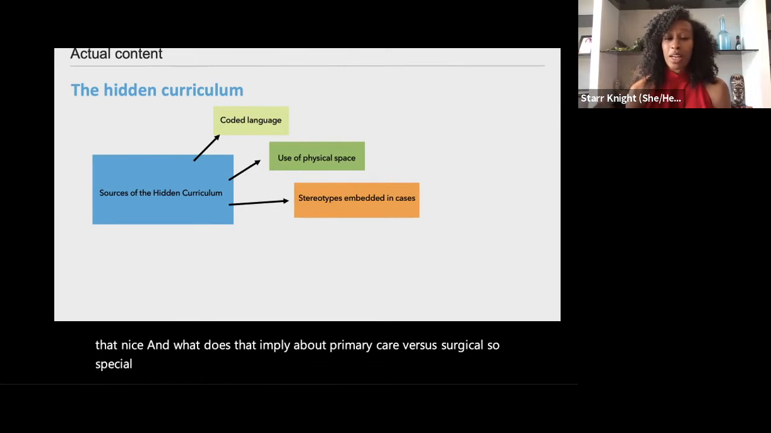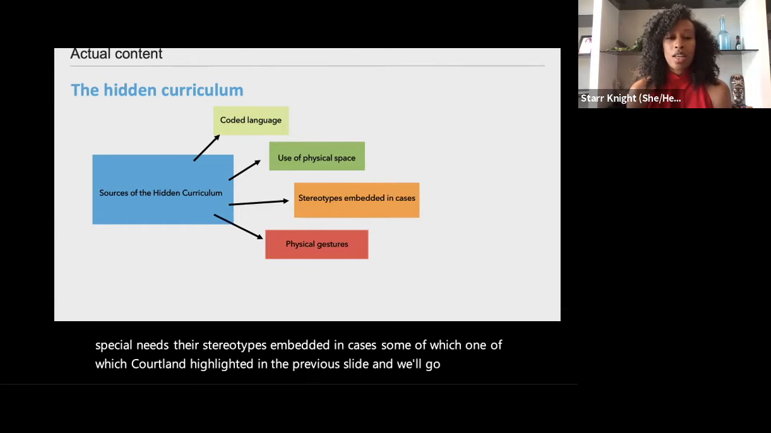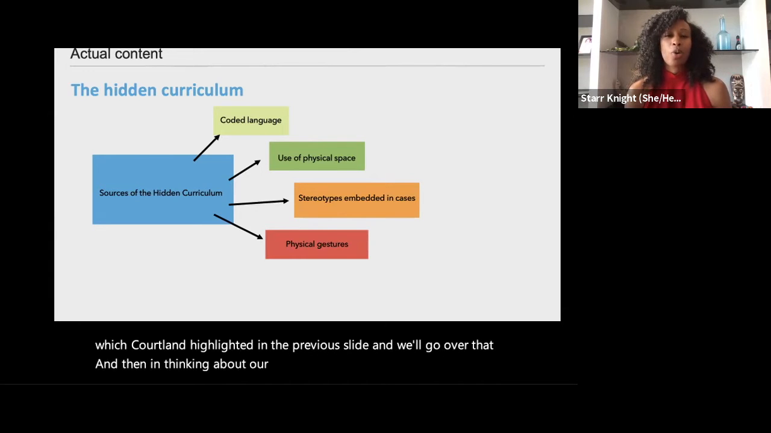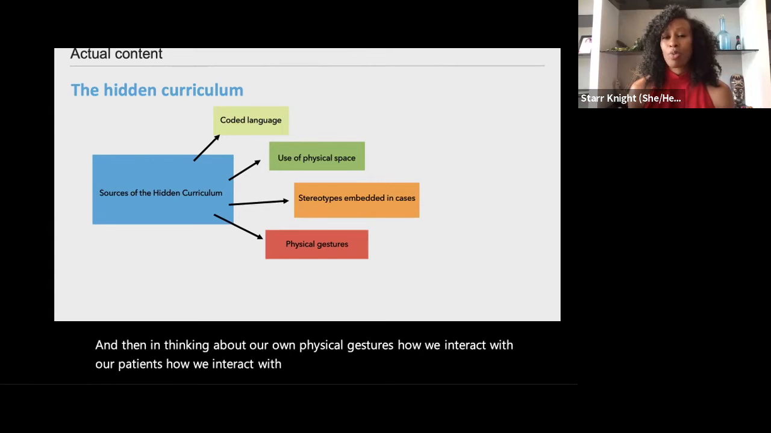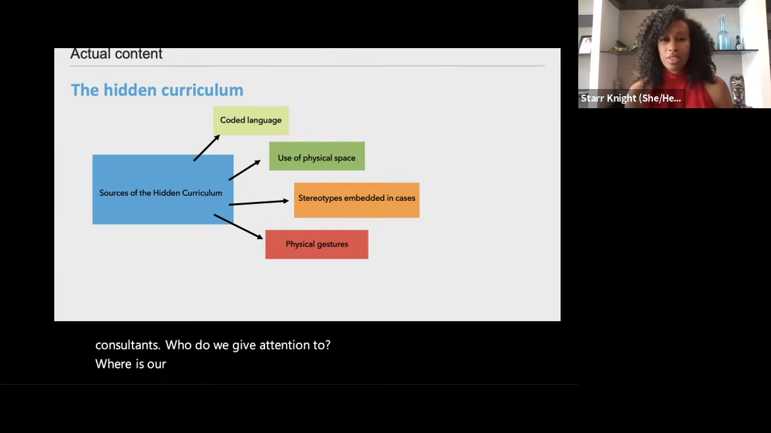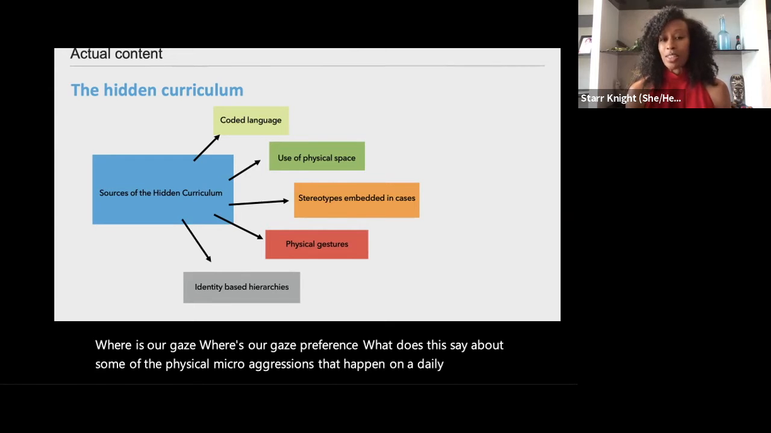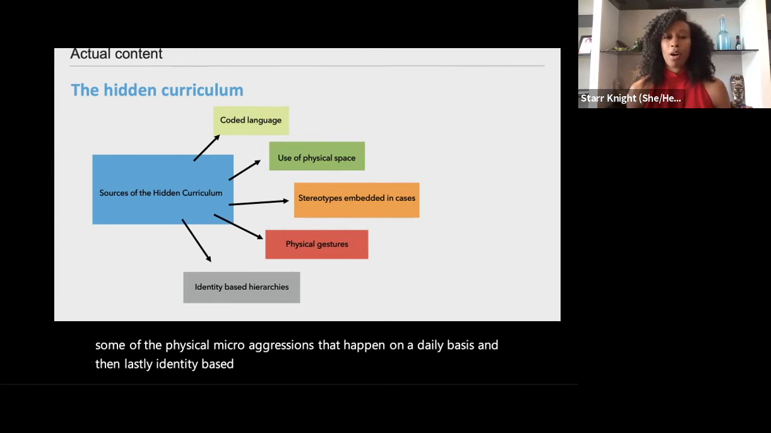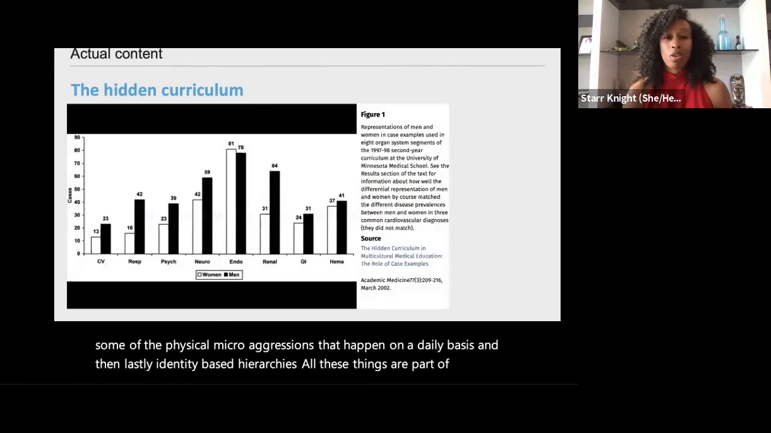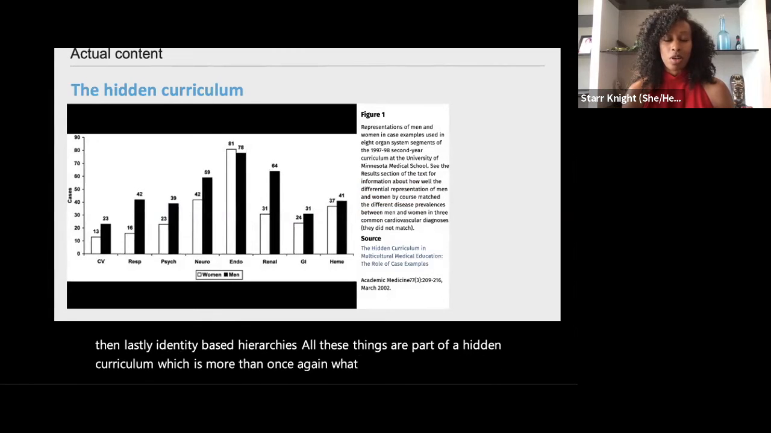There are stereotypes embedded in cases, one of which Cortland highlighted in the previous slide, and we'll go over that. And then in thinking about our own physical gestures, how we interact with our patients, how we interact with our consultants and with different consultants. Who do we give attention to? Where's our gaze preference? What does this say about some of the physical microaggressions that happen on a daily basis? And then lastly, identity-based hierarchies. All of these things are part of a hidden curriculum, which is more than, once again, what is stated, but more so what our students learn.